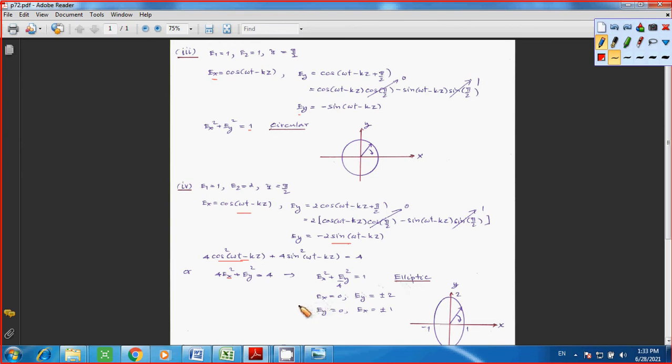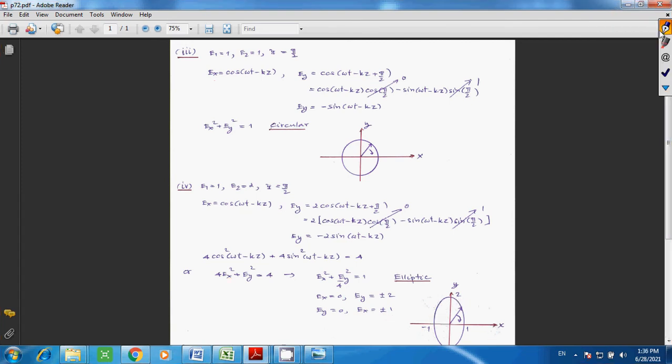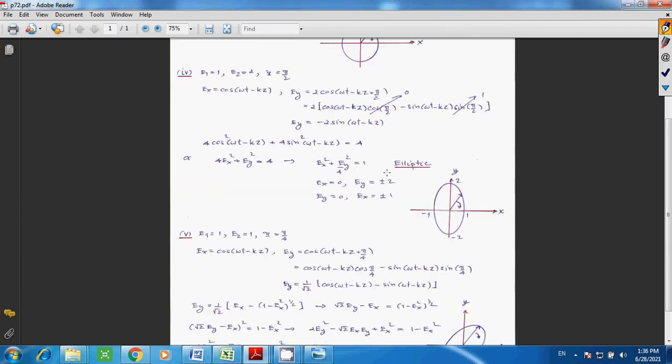And for this one, I just worked out to draw the plot. For EX equal to 0, you know EY equal to plus and minus 2. And for EY equal to 0, EX equal to plus and minus 1. So you have the ellipse looking like this.